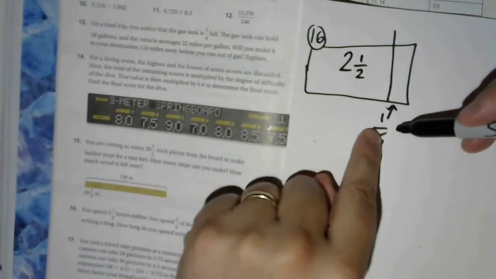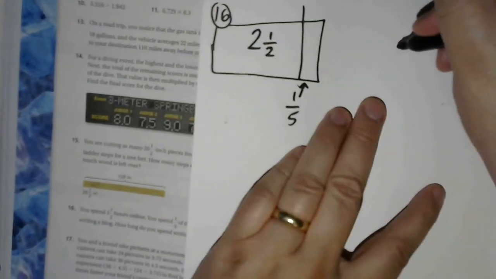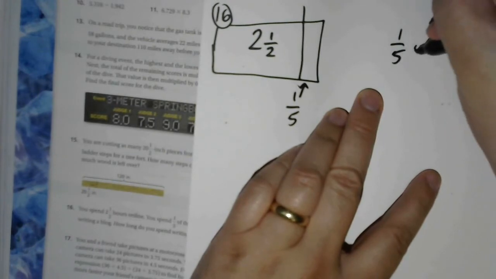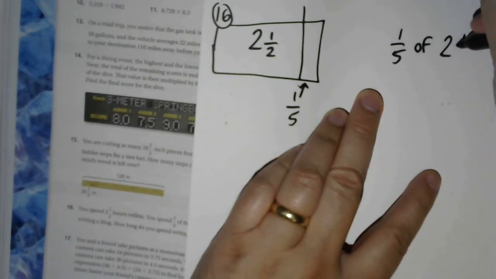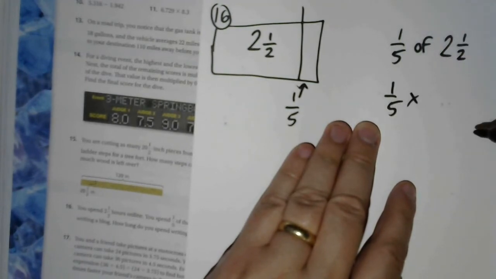So we need to think, what are we doing here? How am I going to figure this out? How long is this 1/5? We want to know what 1/5 of 2.5 hours would be. I just said a magic math word, of. We're going to take 1/5 of 2.5, or 1/5 times 2.5.